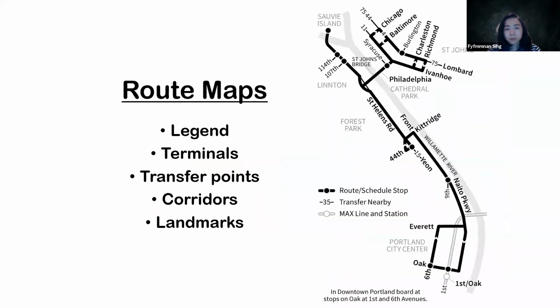Okay. So now let's examine route maps. Route maps are definitely similar to system maps, but they, of course, detail a specific route.